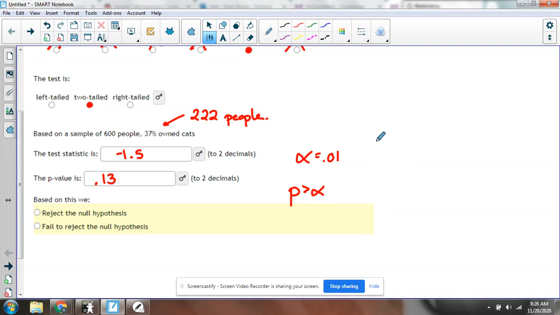So there's a little tip you can use. I always say that if p is low, reject H-naught. So in this case, p is high. P is higher than alpha, so we fail to reject. If p was lower than alpha, we would reject H-naught. But since it's higher than alpha, we fail to reject the null hypothesis.